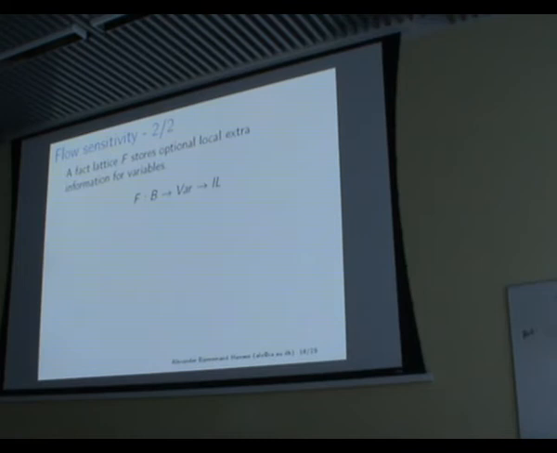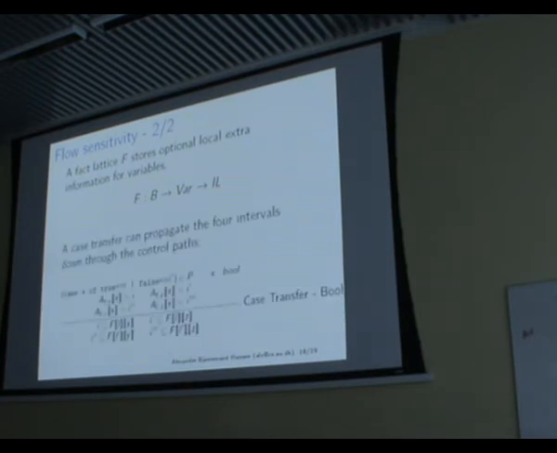Then we need to use this Boolean comparison when we transfer on this Boolean result. For that, we create a fact lattice F that's mapping from a block in the SSA code to a variable to an interval. So, case transfer on x.